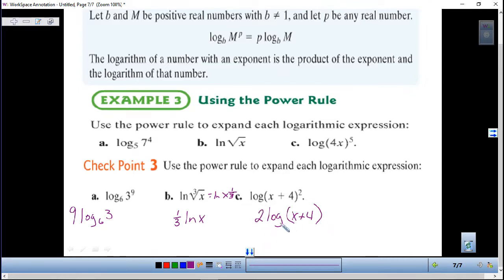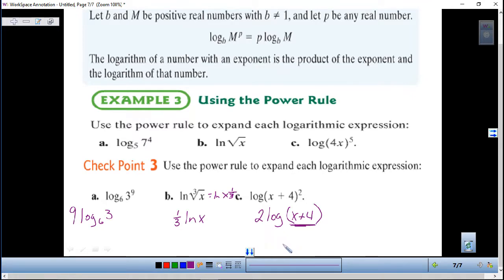You cannot split this up and say common log of x plus common log of 4, because that's not a rule. We don't have a sum rule. We have a product rule. If this was 4x like it was up here, we can split it up more. Here we can't. Do not think that the product rule will allow you to split this into 2 logs. That's just a single log expression, and it has to be left like it is. There's not a rule to expand that.